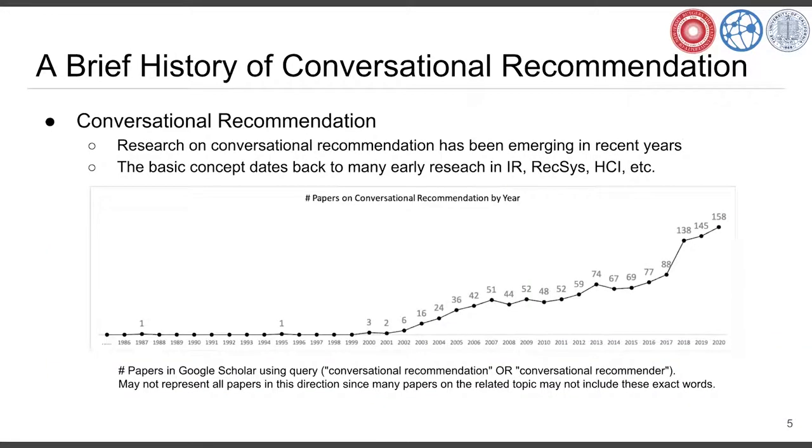So here is a brief history of conversational recommendation research. We know that the research on conversational recommendation has been emerging in recent years. But the basic concept actually dates back to many of the early research in IR, recommender systems, and human-computer interaction communities. For example, this figure shows the number of papers in Google Scholar by using queries, conversational recommendation or conversational recommender. But we have to point out that this may not represent all of the papers in this direction, because many papers on the related topic may not include these exact words.